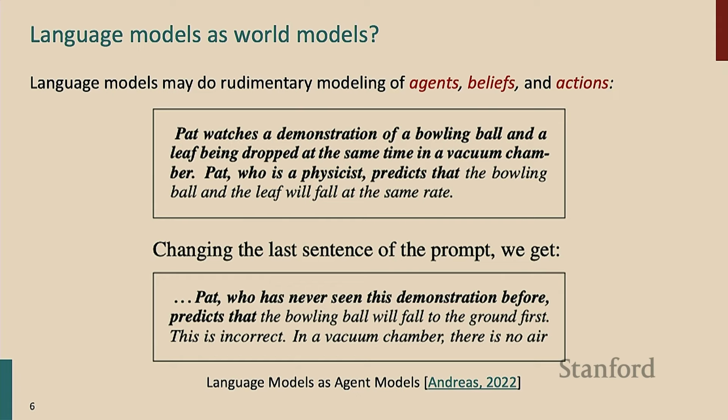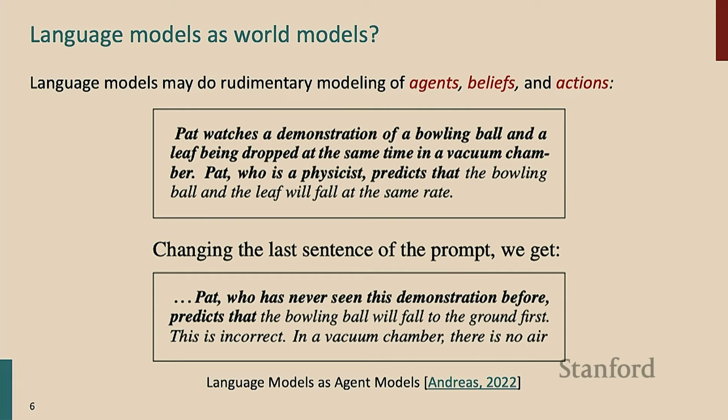So here's an example from a recent paper where we are talking about someone named Pat watching a demonstration of a bowling ball and a leaf being dropped at the same time in a vacuum chamber. And the idea is, here we're saying Pat is a physicist, right? So if Pat is a physicist, and then we ask for the language model's next continuation of this sentence, because he's a physicist, we do some inference about what kind of knowledge Pat has, and the model will predict that the bowling ball and the leaf will fall at the same time. But if we change the sentence of the prompt and we say, well, Pat has actually never seen this demonstration before, then the model will predict that the bowling ball will fall to the ground first, which is wrong, right?